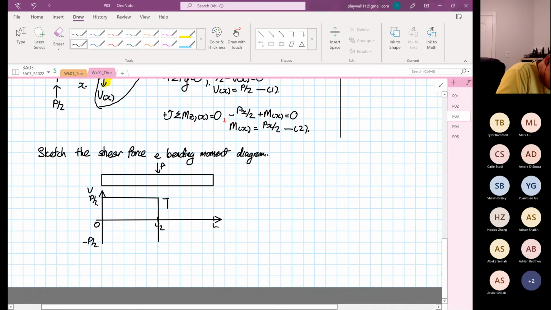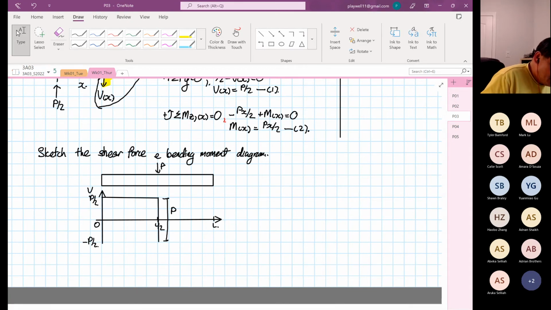Why is that? Because this distance to here is P, the P is coming down, it's going down that way. I'm trying to find my mouse. It got missing again. So this is our shear force diagram. Then it goes up to P/2 again. Then I'm going to sketch our bending moment diagram.